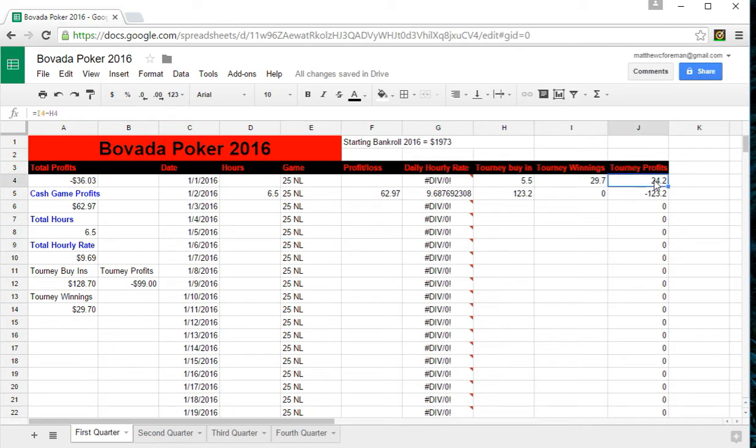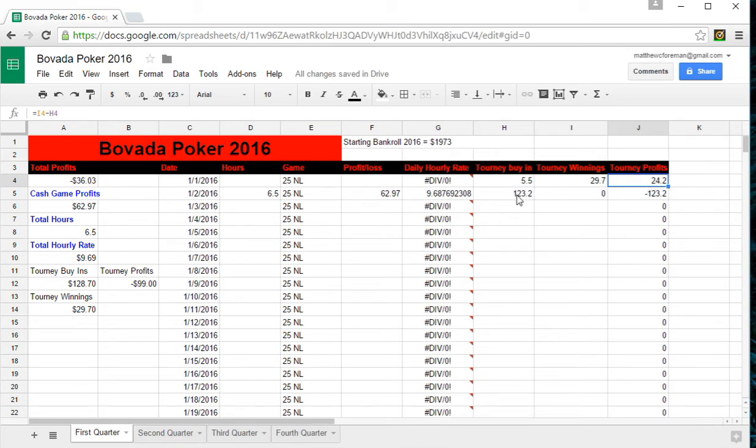I'm going to show you that formula. When I click into this cell, I get my formula up here: equals I4 minus H4. I4 is my tourney winnings, $29.70, minus what I bought into that tourney, which was $5.50. So I got my profit there.